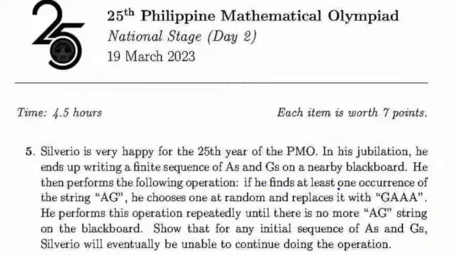If he finds at least one occurrence of the string AG, he chooses one at random and replaces it with GAAA. He performs this operation repeatedly until there is no more AG string. So he changes AG to GAAA. It's our operation. Show that for any initial sequence of A's and G's, Sileria will eventually be unable to continue doing this operation.